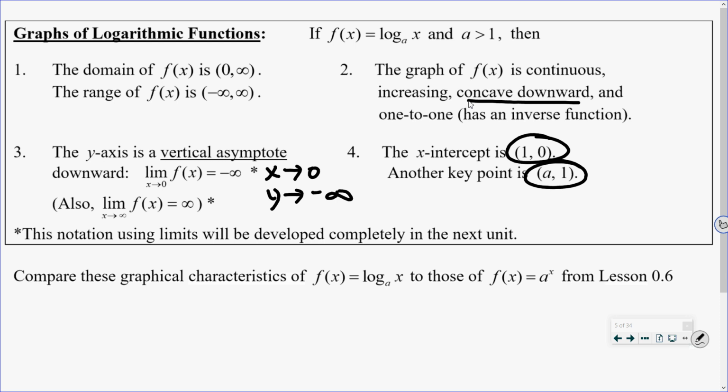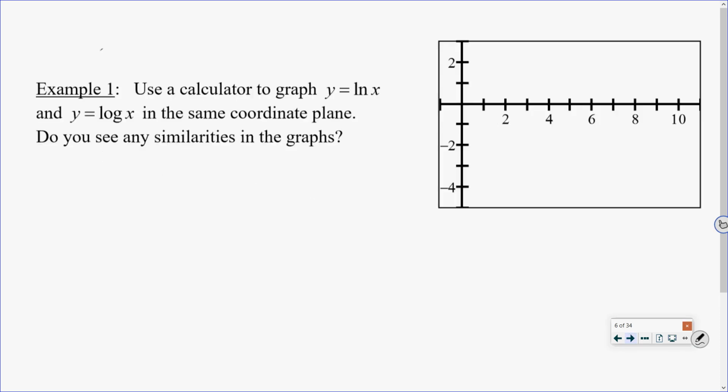So a lot of times when I'm graphing a logarithmic function, I think of the exponential function first, its inverse, and it makes it easier to draw a sketch. So it says use a calculator to graph y equals ln of x and y equals log of x, so base 10, in the same coordinate plane. Do you see any similarities of the graphs? Go ahead and pause this and draw a sketch of what it looks like, and use your calculator or the computer to draw what these look like, and then we'll talk about that. So pause it and do that, then we'll come back together.